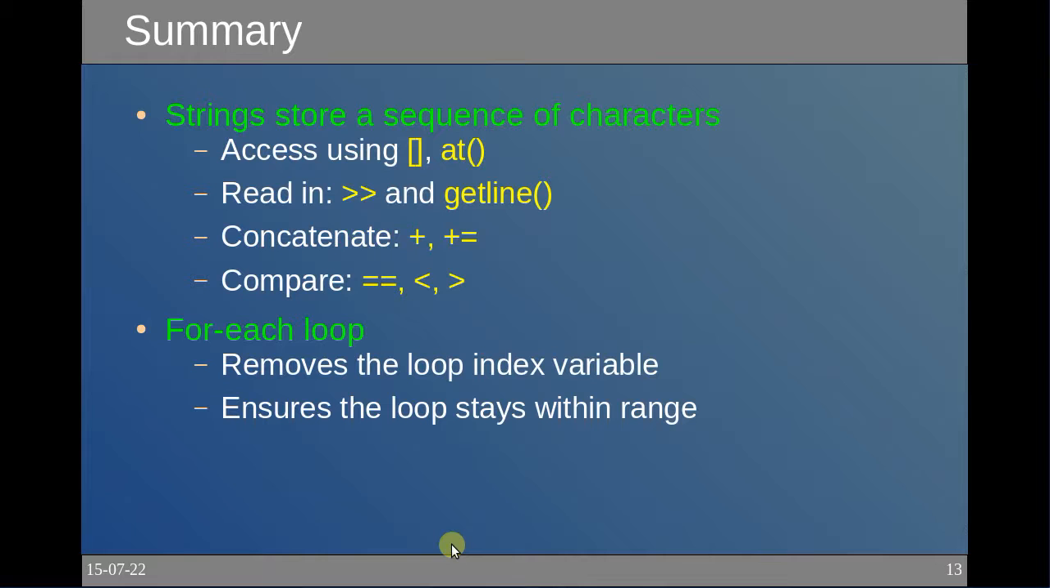Okay, so what have we seen? Well, we talked about strings. We saw how we could access them with the square bracket notation or use the at function. We talked about reading them in using stream extraction or getline. Concatenation with plus or plus equals, and we can compare with double equals, less than or greater than. Of course, less than or equal to, greater than or equal to also work, and not equal. And then we looked at for each loops, which are a general idea that carries forward into a number of languages. They're a fantastic idea to use as much as possible. So we remove the loop index variable, and then we, for free, ensure that the loop stays within range. So that eliminates a possible source of error.